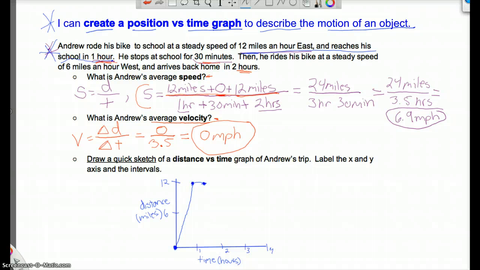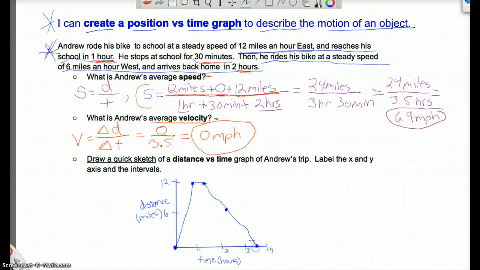Here we go. All right, the next part says he rides his bike at a steady speed of 6 miles an hour west and arrives back home in 2 hours. So he's going back in the other direction. And it looks like after about an hour, he's gone 6 miles an hour. So he's gone 6 miles in an hour. Then he goes another 6 miles in the next hour until he gets to about 3.5 hours. So let's connect the dots right here.